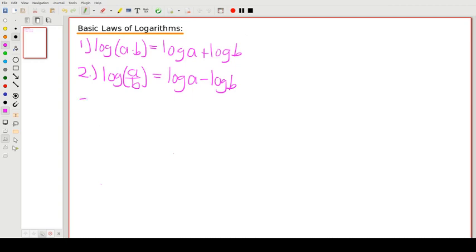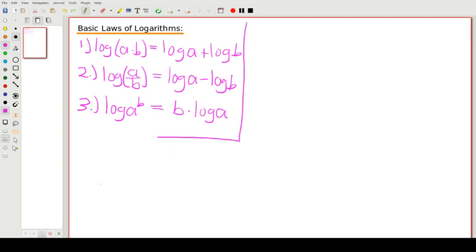And then thirdly, here we have log of a to the power of b, that's now equal to b times log a. So you see exponentiation turning into multiplication. So those are the three basic laws. And what we'll do from here is one example of each that's a little bit more complicated than just the basic things. So we'll be doing expanding and contracting or condensing exponents and logarithms.